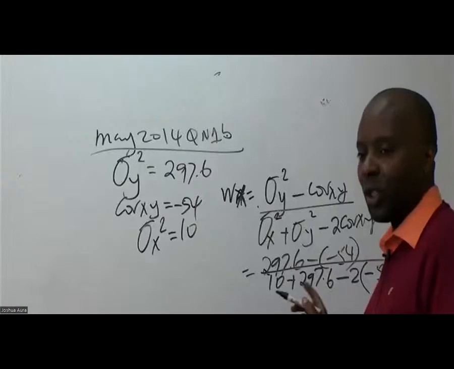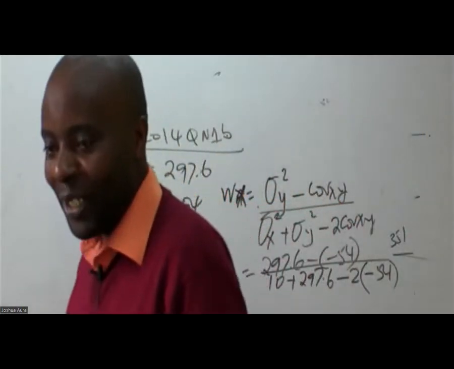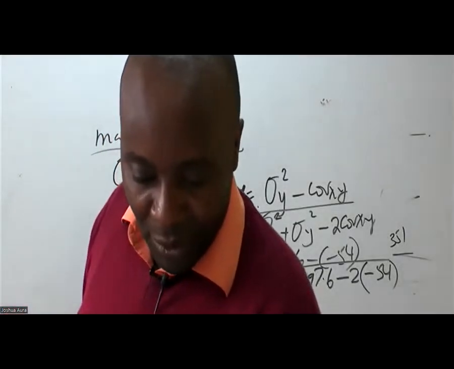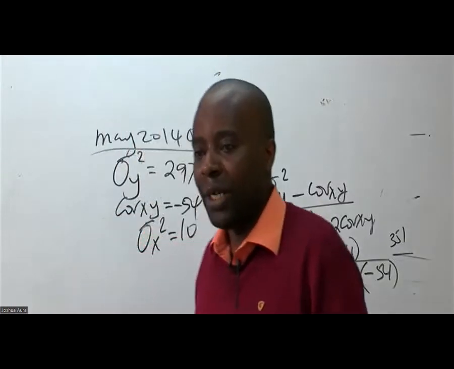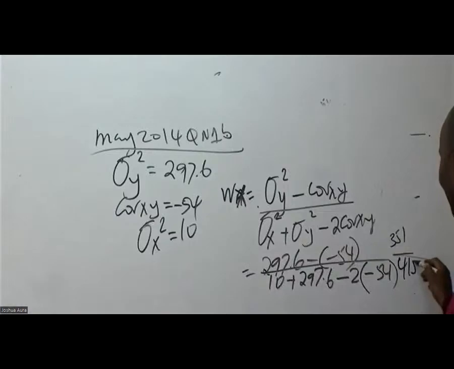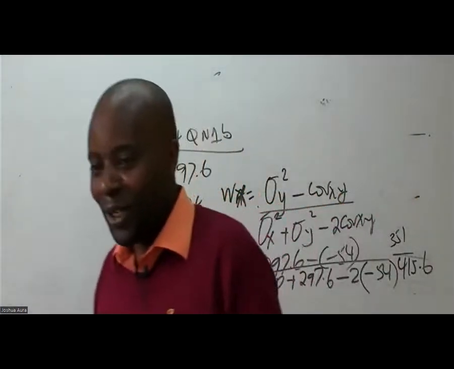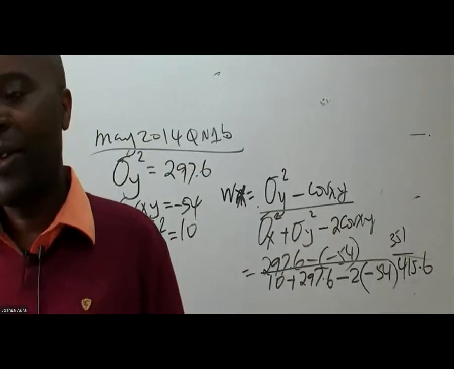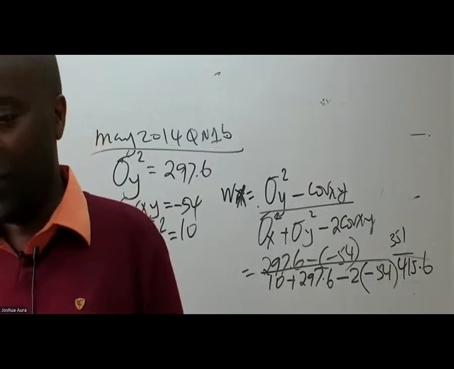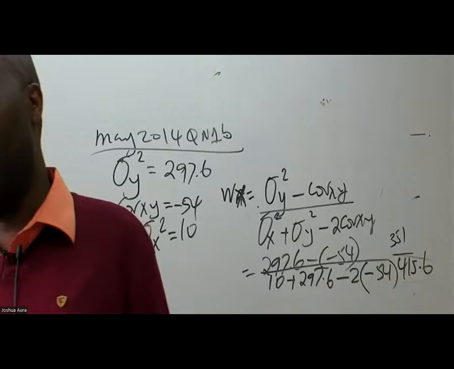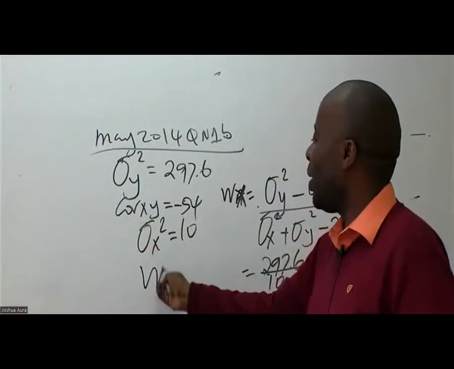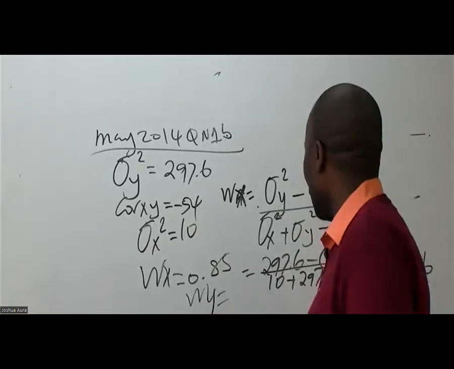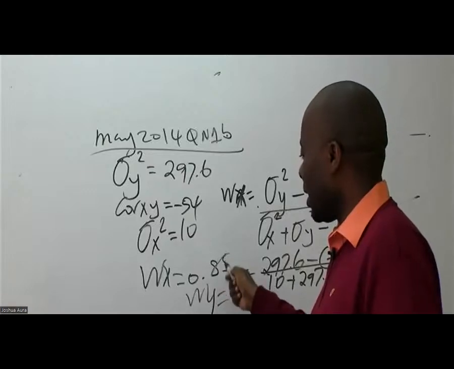All over the denominator. Move slowly. Give me the denominator. We shall overcome. Don't worry. So what do we have here as the denominator? It's 415.6. So at the end of the day, what will be the weight of X? 0.85. Once I get the weight of X as 0.85, we shall have the weight of Y, which is 1 minus this, which is 0.15.